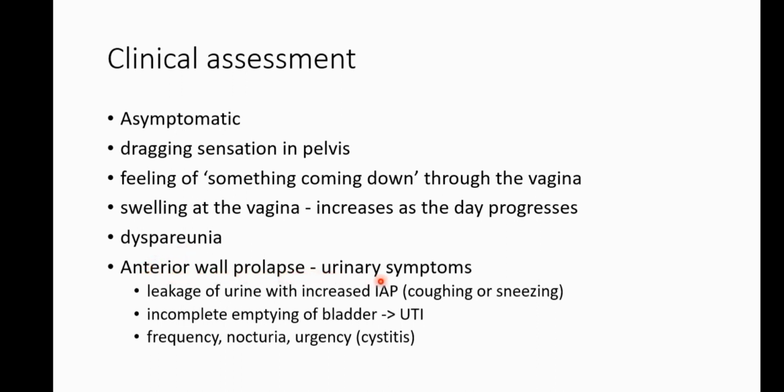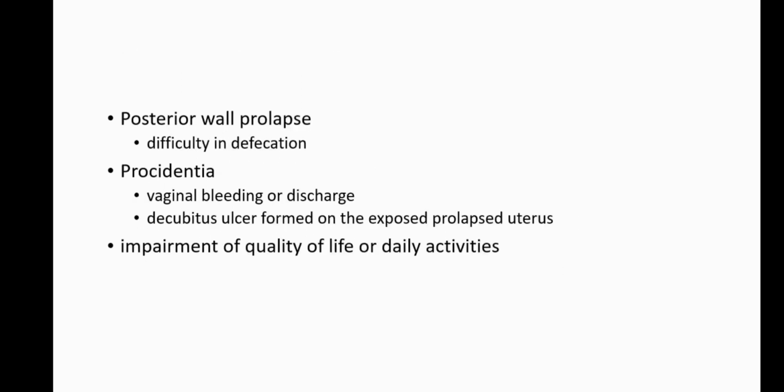And if there is anterior vaginal wall prolapse, there are urinary symptoms. Patient might be having leakage of the urine with increased intra-abdominal pressure, like coughing or sneezing, or there is incomplete bladder emptying, because the patient has to manually reduce the prolapse, and then she easily passes the urine. So ultimately this leads to repeated urinary tract infections, and also it can manifest as frequency or nocturia, urgency, or cystitis, that is, inflammation of the bladder. Now, these all are the symptoms felt in anterior vaginal wall prolapse.